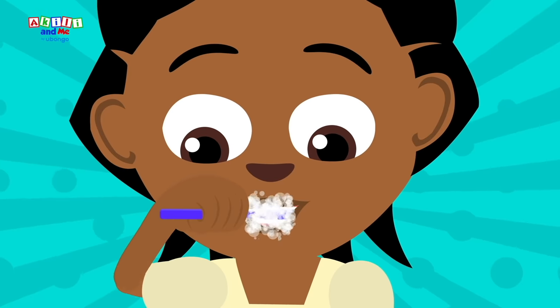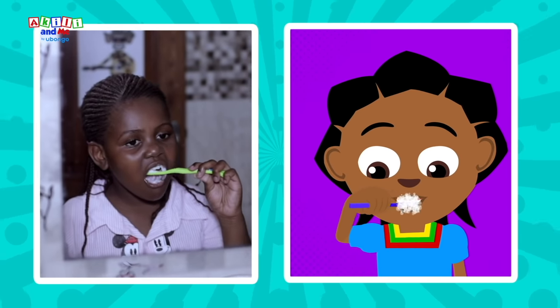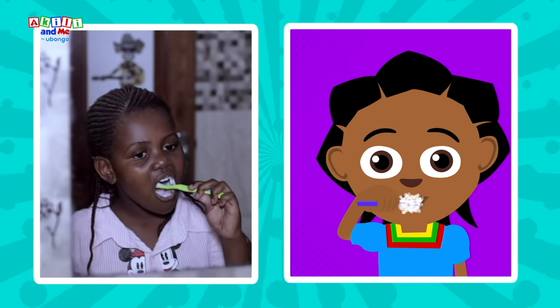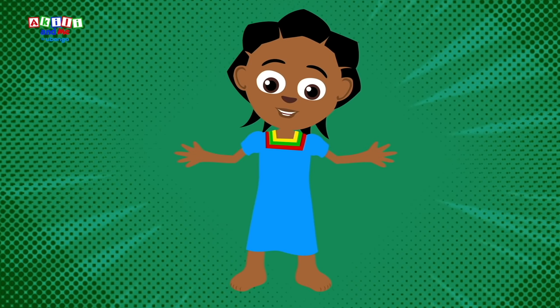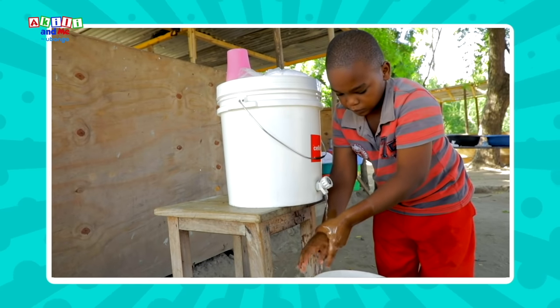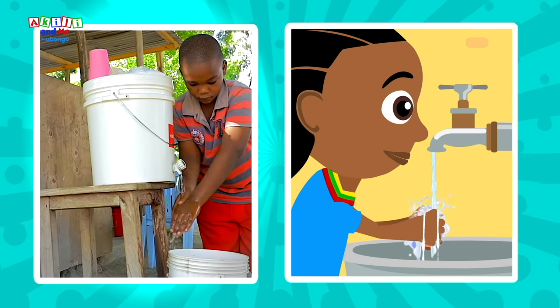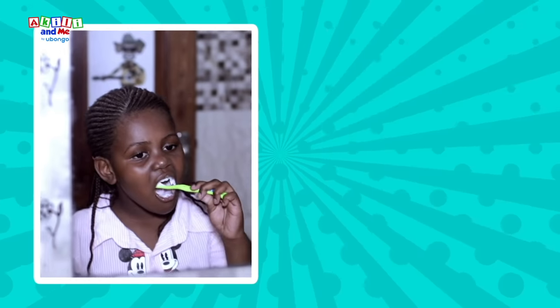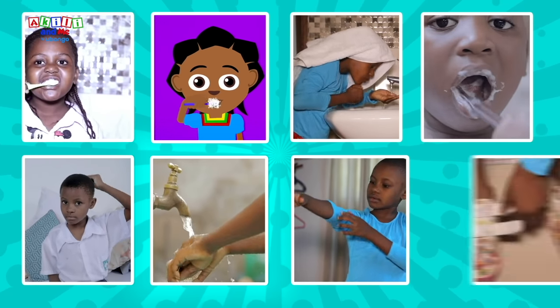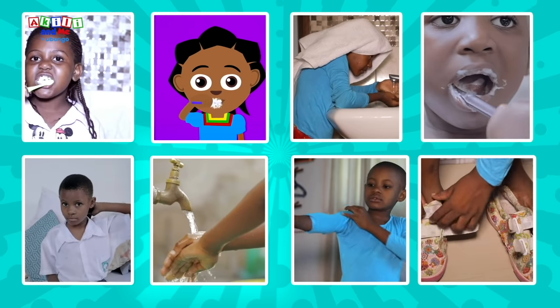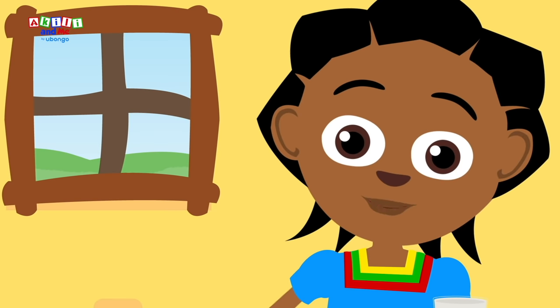I brush my teeth again before I go to bed. I brush my teeth again to be clean. Won't you brush your teeth again with me? I like to smell clean and look clean. I love to be clean. Won't you come be clean with me? I love to be clean. Won't you come be clean with me? Yay! We love to be clean!